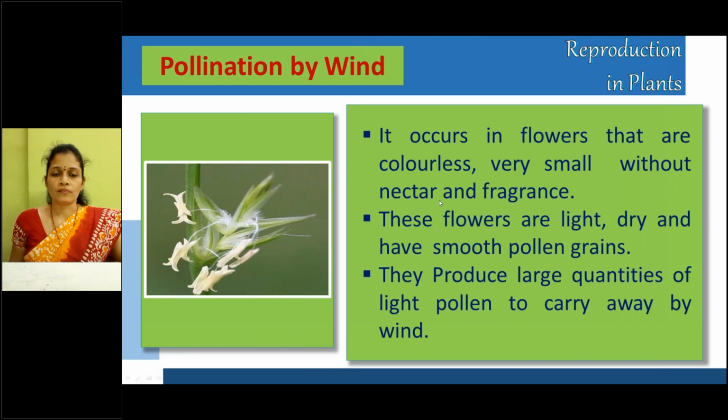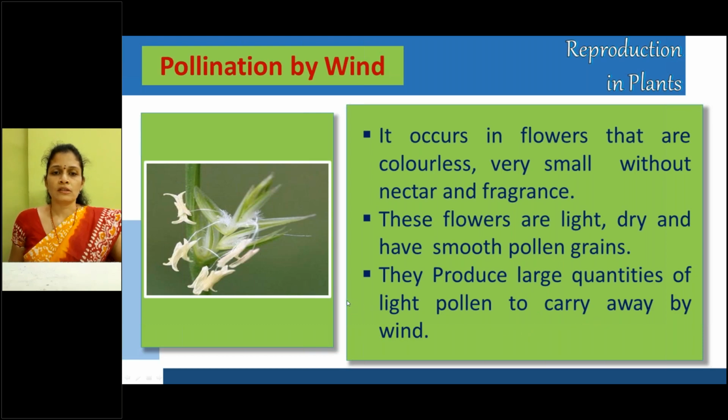Pollination by wind. Wind is an abiotic agent. This pollination by wind occurs in flowers that are colorless, very small, without nectar and fragrance. These flowers are light, dry, and have smooth pollen grains. They produce large quantities of pollen to be carried away by wind.